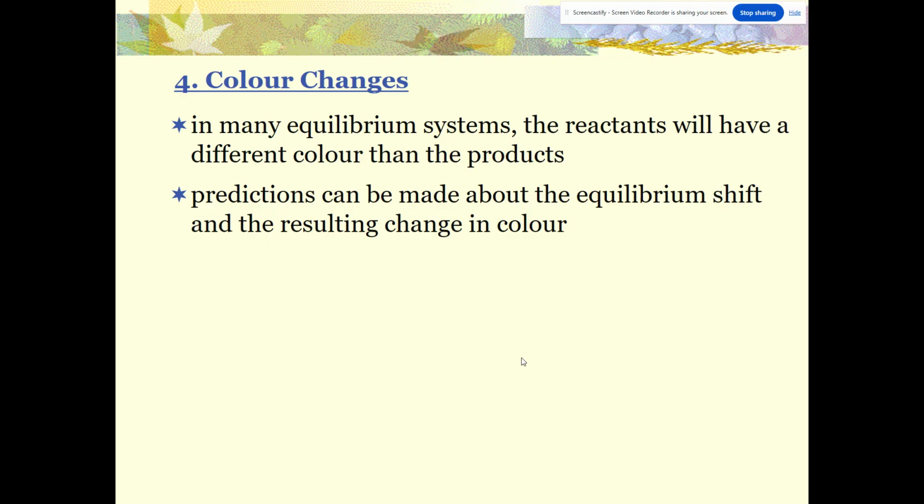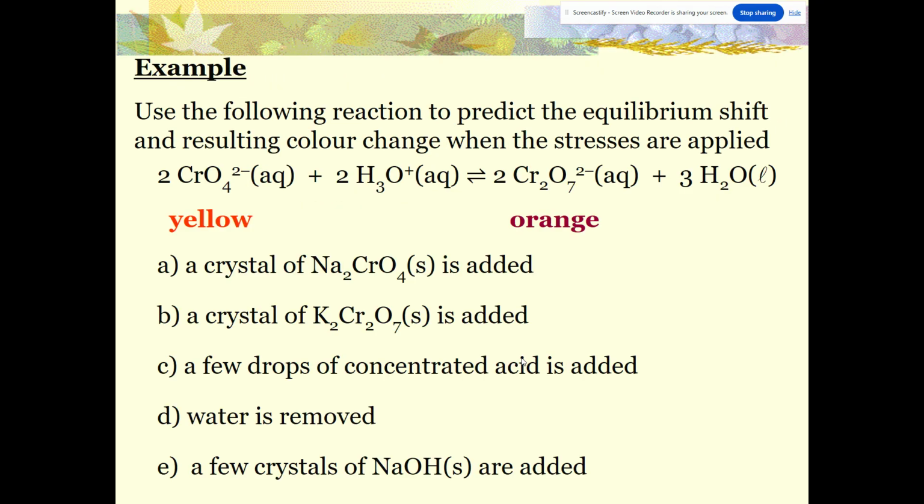Now, sometimes your system can have different colors for the reactants and the products. Then whenever it shifts to that side, it's going to change to that side's color. So for example, let's say we have the following equilibrium system. We have chromate ions, which are yellow. They're reacting with hydronium to make dichromate ions, which are orange, and water is a product. Now, this question kind of seems a little tough because it's talking about adding crystals of things, okay?